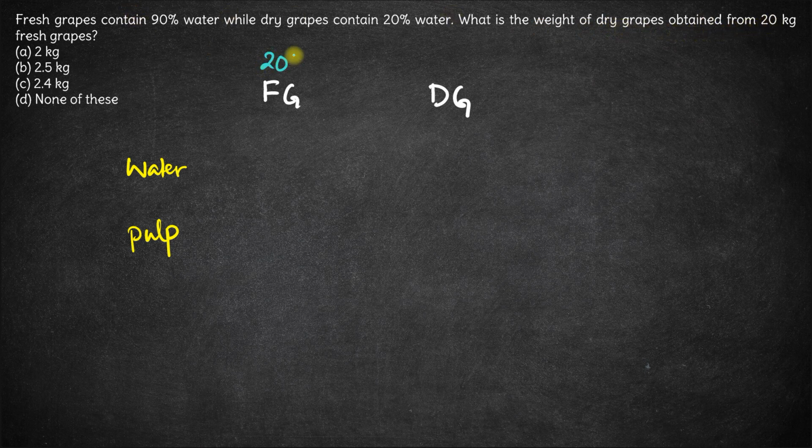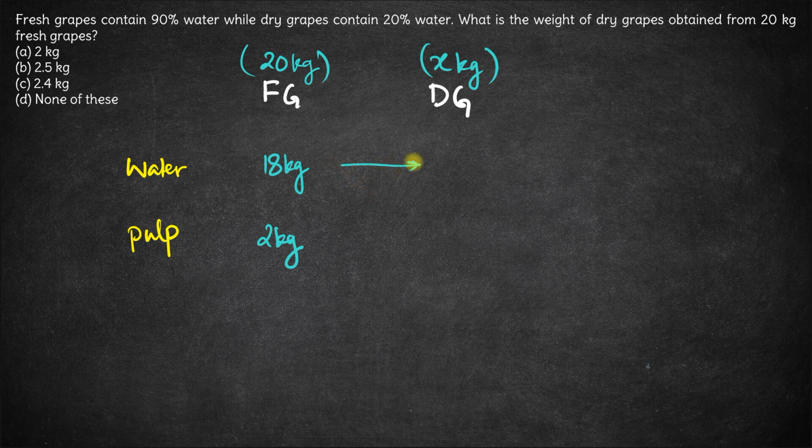So we have 20 kgs of fresh grapes and we need to figure out what amount of dry grapes we are going to get. Let's say we are going to get x kgs of dry grapes from 20 kgs of fresh grapes. Now initially fresh grapes contain 90% water. So 90% of 20 kgs is 18 kgs, which is going to be the water in this 20 kg, and 2 kg is going to be pulp.